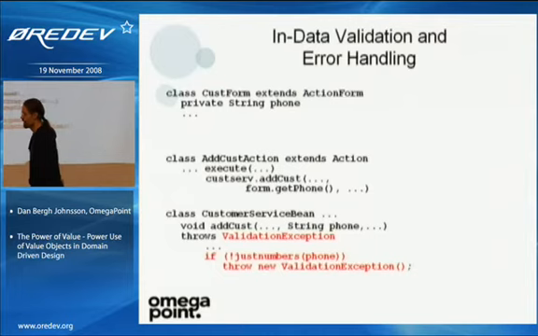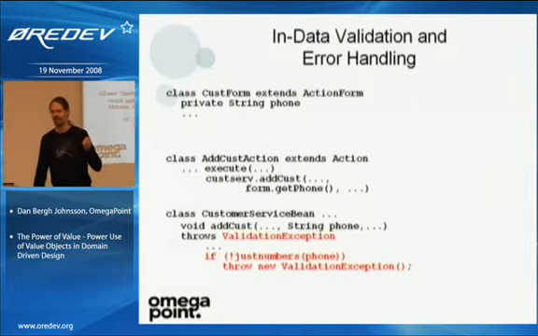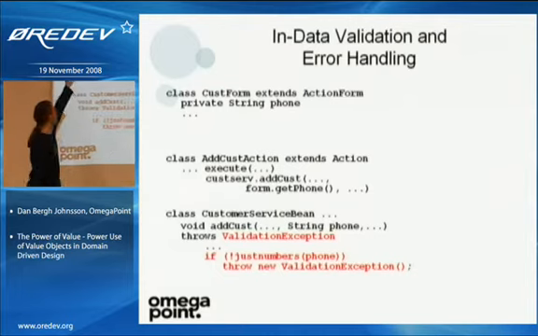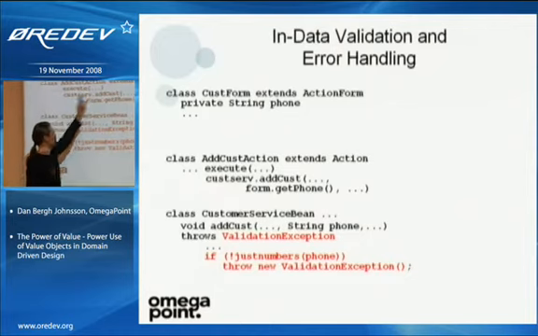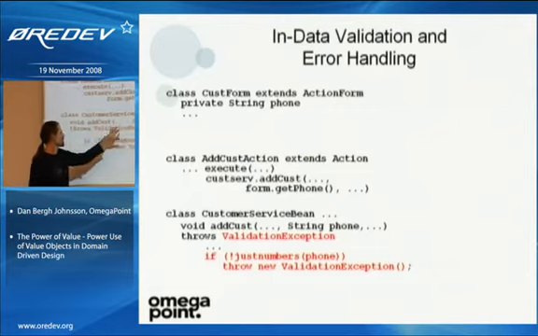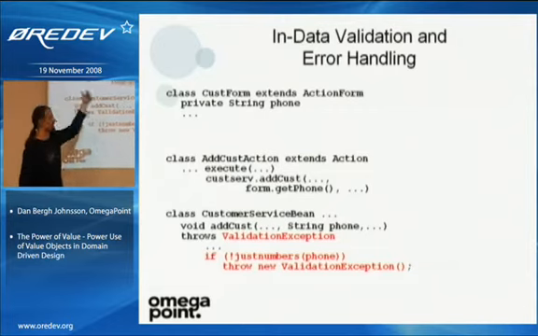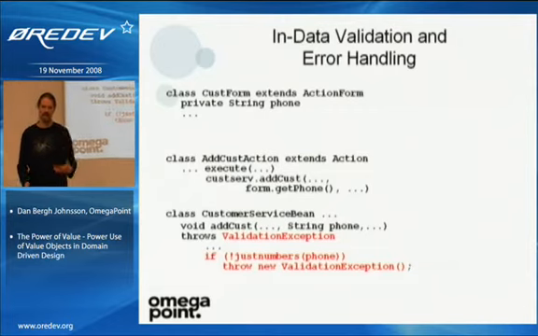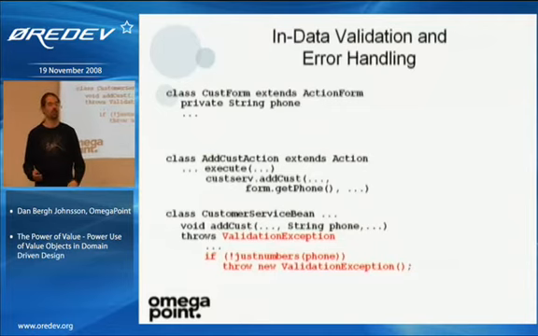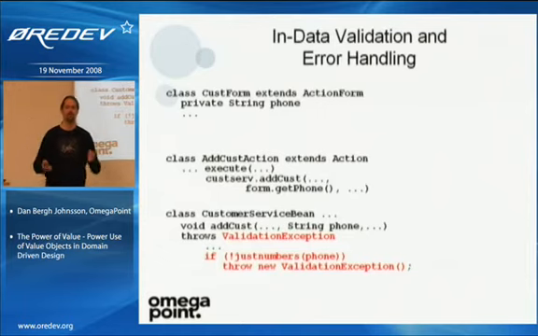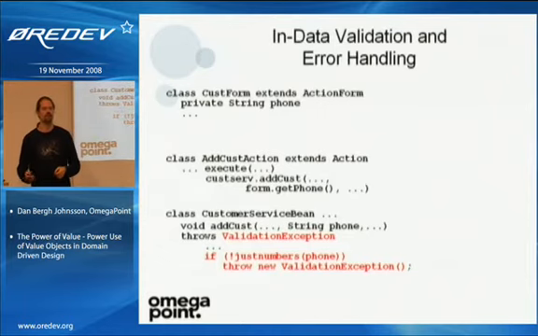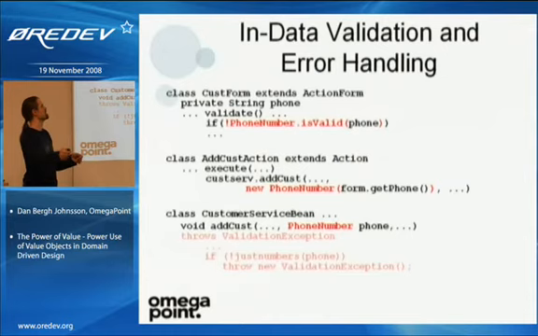Okay. Next thing, in-data validation and error handling. So we have some kind of form. We've got the action that pulls things out of the form and sticks it into the service. That will do some validation and throw a validation exception. What will happen if we wrap the phone number as a phone number at the earliest possible location? Well, we'll end up with something like this.